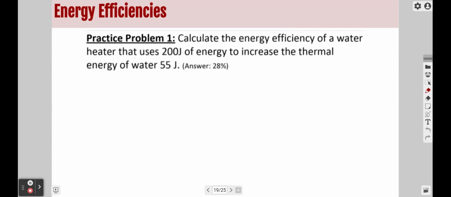All right, let's try a practice problem here. Practice problem number 1, calculate the energy efficiency of a water heater that uses 200 joules of energy to increase the thermal energy of the water by 55 joules. Alrighty, so let's take a look here at this. This is our 200 joules of energy is how much we had to put into the heater. So that is going to be our input energy.